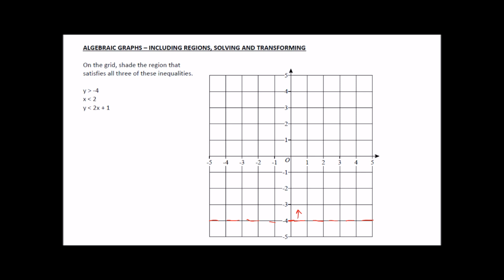And then it says that x has got to be less than 2. So x is 2 here. So the line that I'm after is here. And again, it's a dashed line because it's just less than, it's not equal to. And to be less than 2, I'll be shading this side of it.